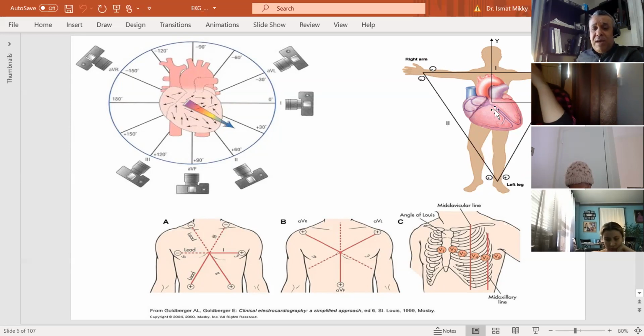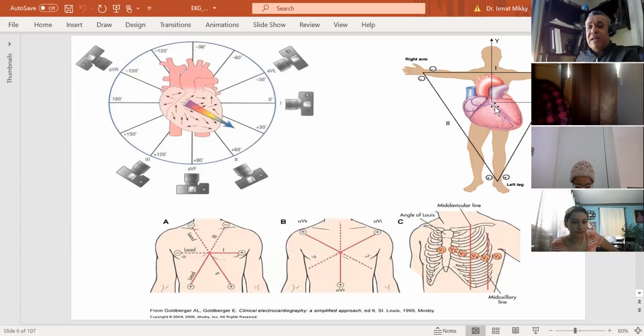And then the other three leads, which are called peripheral leads. So we have peripheral leads 1, 2, 3, and we have another 3 peripheral leads, right? The center of the other 3 leads is the heart. So these are the 3 leads, 1, 2, 3.